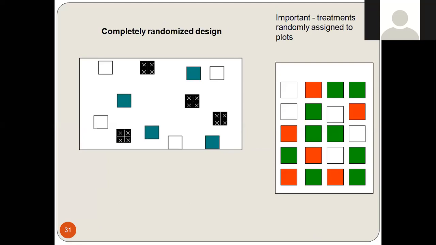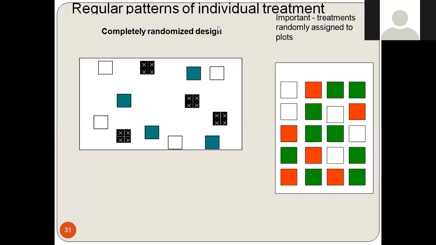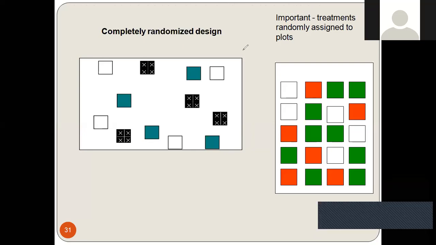Okay, so this is one example of how a completely randomized design could be arranged. This is one design, right? This color is one treatment. Let's say I will put it as 1. The black color is a second type of treatment. The white color is a third type of treatment. So it is placed randomly.